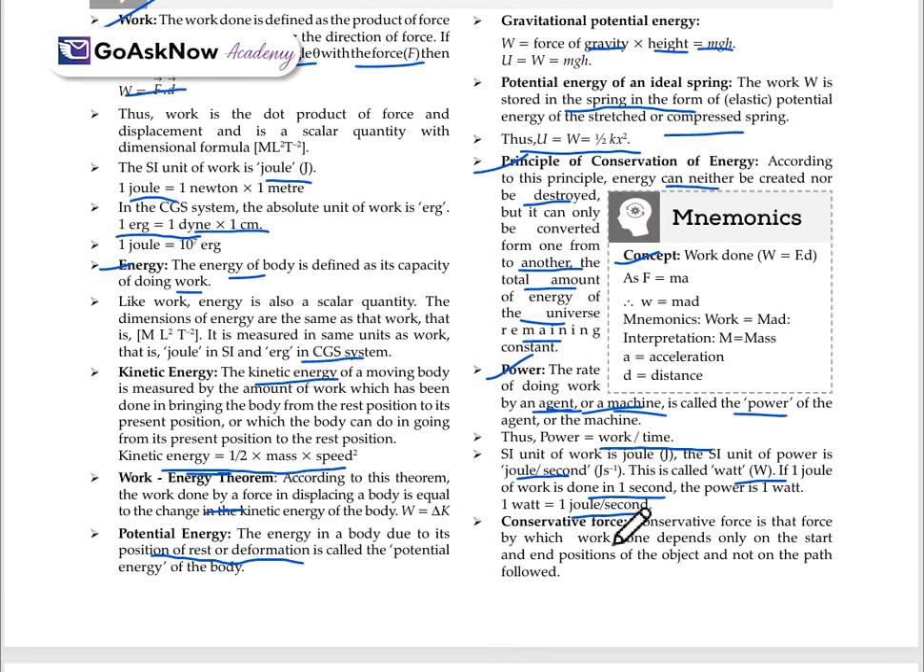Now conservative force. A conservative force is that force by which work done depends on the start and the end position, that is, the initial and final position of the object, and not on the path followed. This is the conservative force.